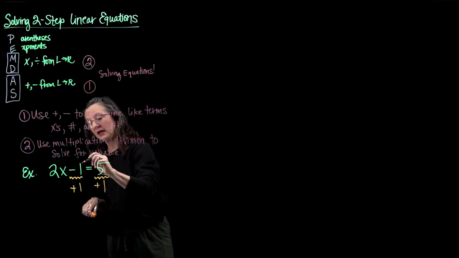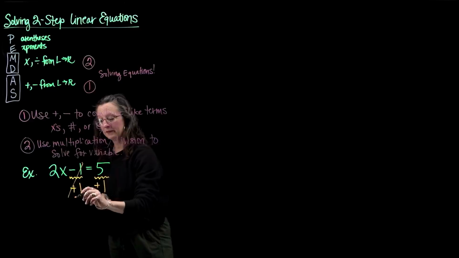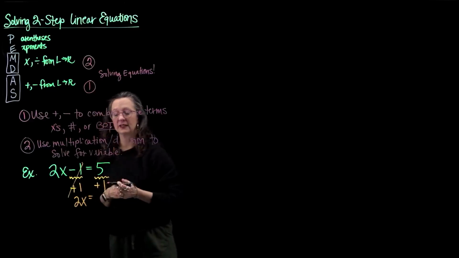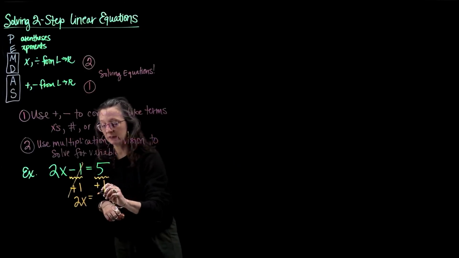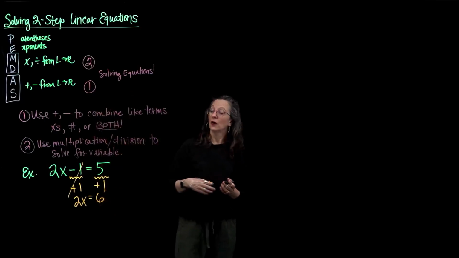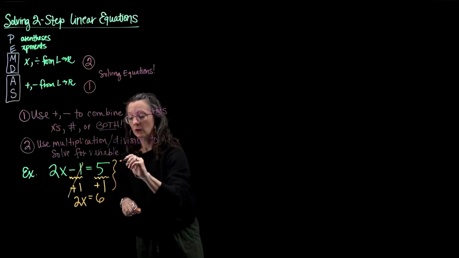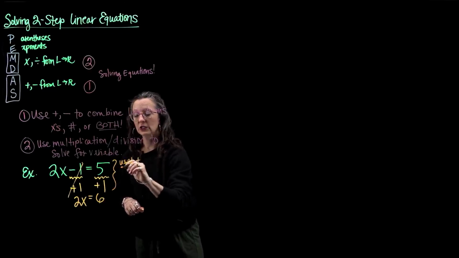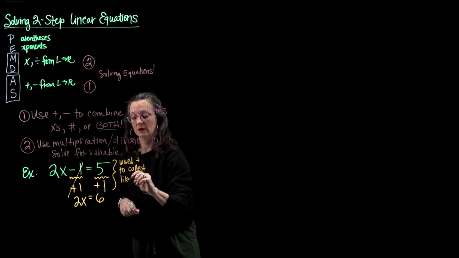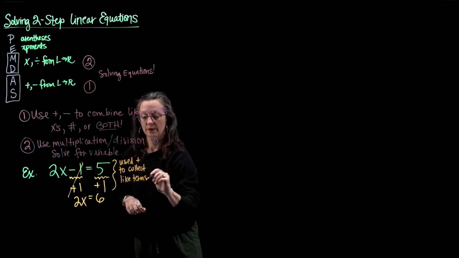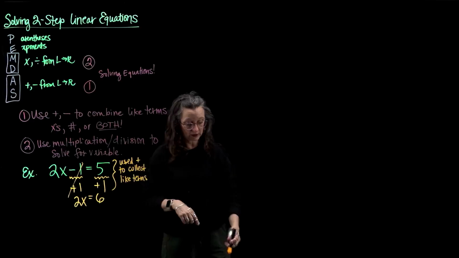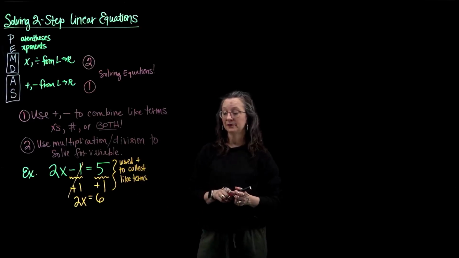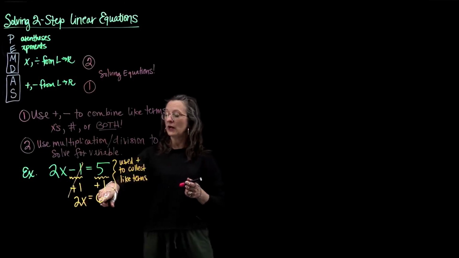Now when I do that, the minus 1 and the plus 1 go away. I'm left with 2x on the left-hand side. And on the right-hand side, I have 5 plus 1 gives me 6. All right, so all we did there was we used addition to collect our like terms. And remember, 2x and 1 are not like terms, so they can't get combined together.